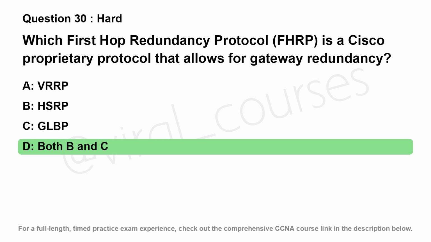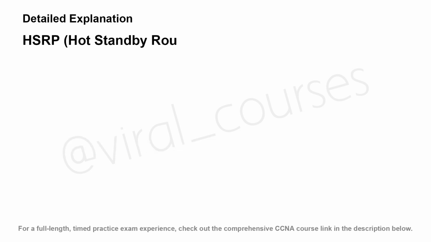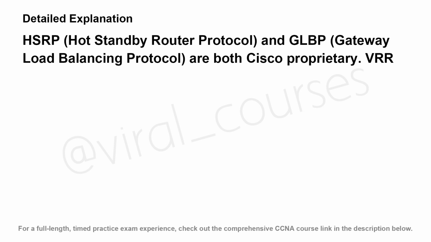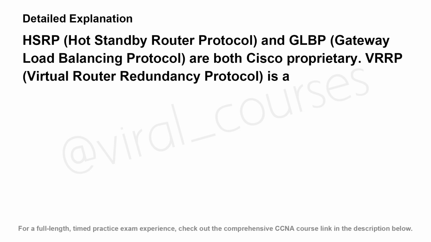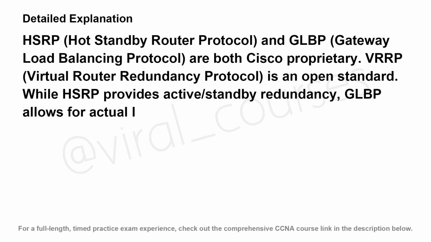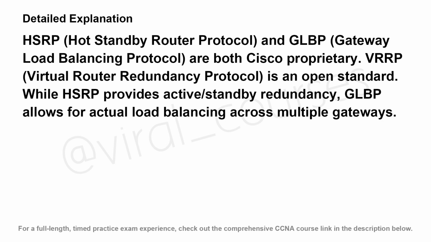The correct answer is D. HSRP, Hot Standby Router Protocol, and GLBP, Gateway Load Balancing Protocol, are both Cisco proprietary. VRRP, Virtual Router Redundancy Protocol, is an open standard, while HSRP provides active/standby redundancy. GLBP allows for actual load balancing across multiple gateways.